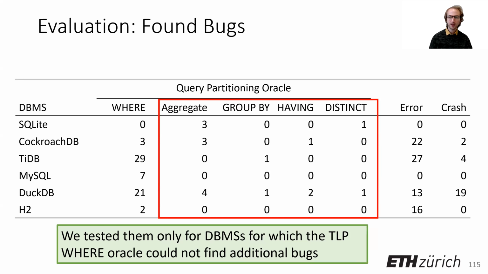But one thing to note here is that we only tested these more advanced test oracles for DBMSs for which the TLP WHERE oracle could not find any additional bugs, because basically these more advanced oracles can also find bugs in the implementation of the WHERE clause, but they generate more complex test cases by doing so. And it's more desirable to thus first use the TLP WHERE oracle to find these bugs.